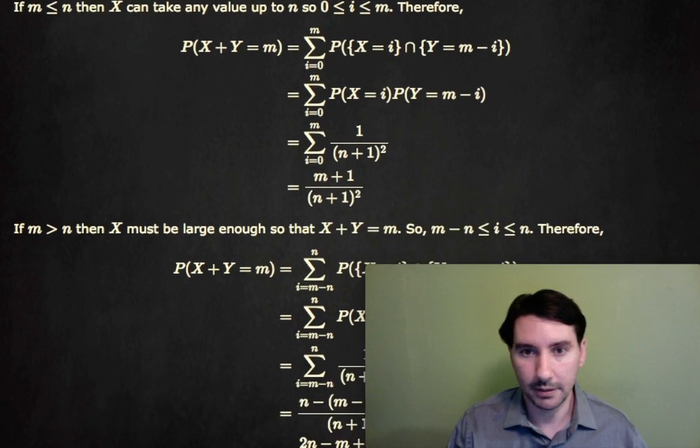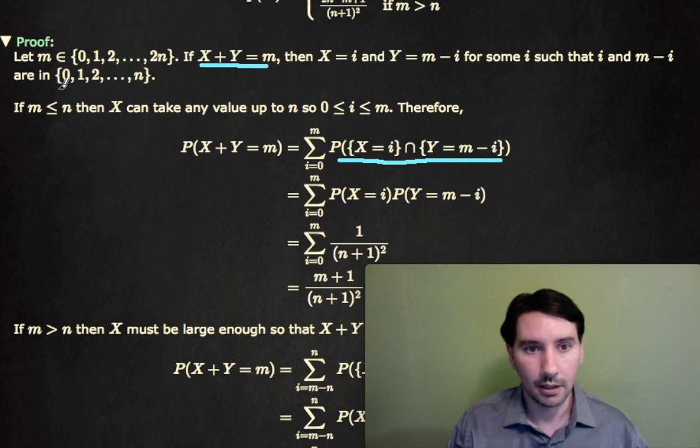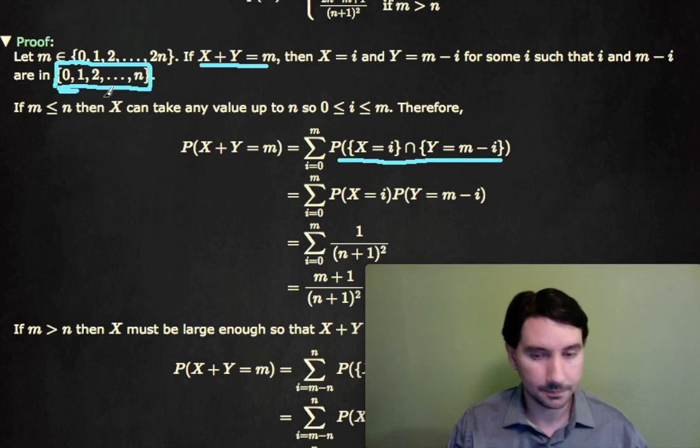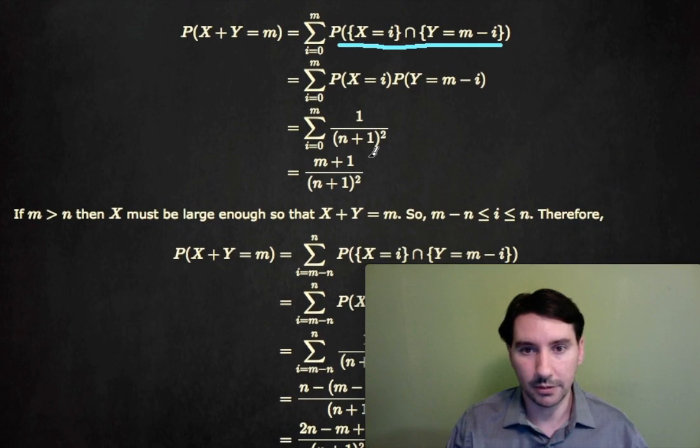Since X and Y are independent, the probability X equals i and Y equals m minus i is the probability X equals i times the probability Y equals m minus i. Since X and Y are both uniform on the interval from 0 to n, and taking into account that this is actually n plus 1 numbers because it includes 0, the probability they equal any particular number is 1 over n plus 1. So the probability X equals i times the probability Y equals m minus i is 1 over (n plus 1) squared.